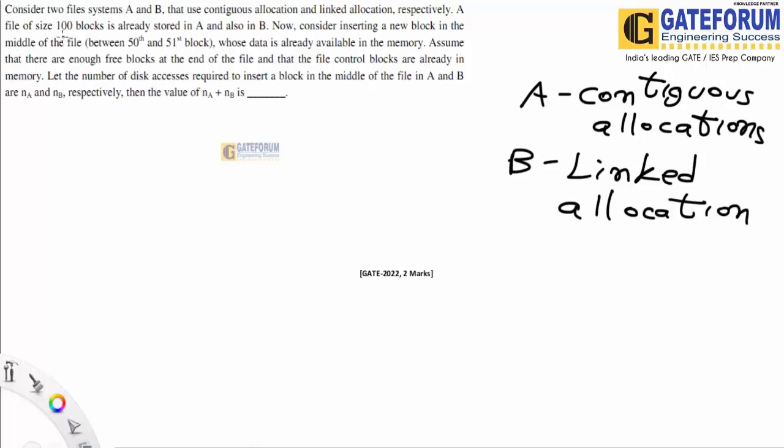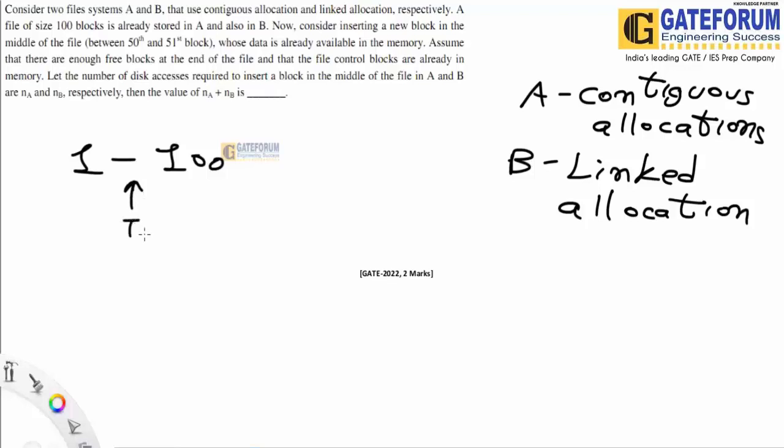A file of 100 blocks is already stored in A and also in B. So basically we have stored this file of 100 blocks in both A and B. Now consider inserting a new block in the middle of a file. So we need to insert a new block between the 50th and 51st block in the middle of a file whose data is already available in the memory. So basically we have the entire 1 to 100 blocks and we need to insert one new block.